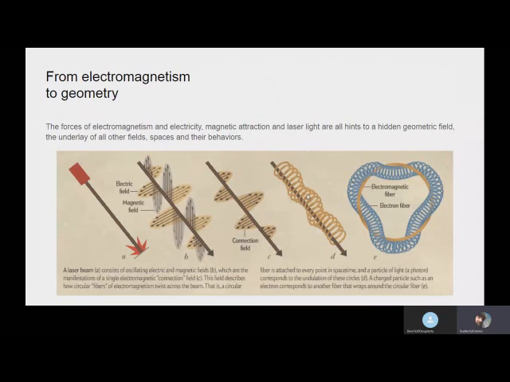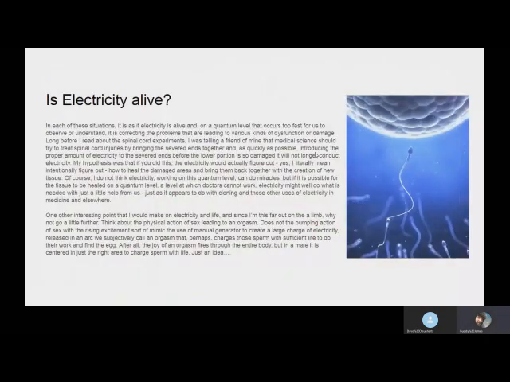From electromagnetism to geometry, the forces of electromagnetism and electricity, magnetic attraction, and laser light are all hints to a hidden geometric field, the underlay of all other fields, spaces, and their behaviors. Is electricity alive? In each of these situations, it is as if electricity is alive and on a quantum level that occurs too fast for us to observe or understand. It is correcting the problems that are leading to various kinds of dysfunction or damage.